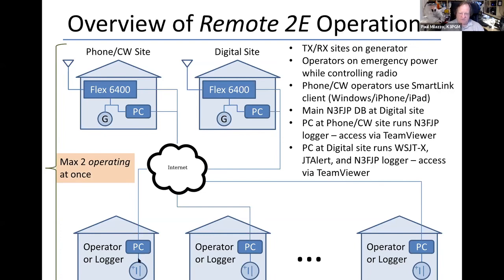But everyone else would be remote, and so they would be operating from their homes over the internet using, could be a PC, it could be a tablet, whatever you have that's available. You don't require a lot of sophisticated equipment at the operator end. But in order to qualify as Class E, you have to be running on emergency power. So here I show that as a battery, although it could be any kind of emergency power, battery, generator, whatever.